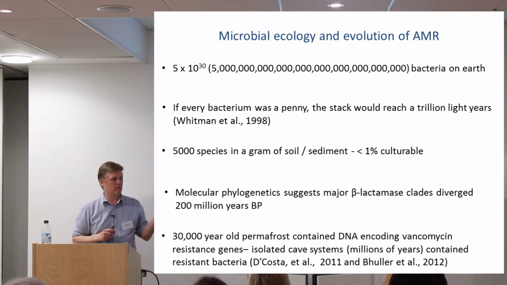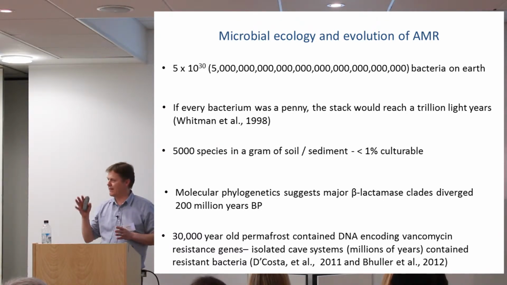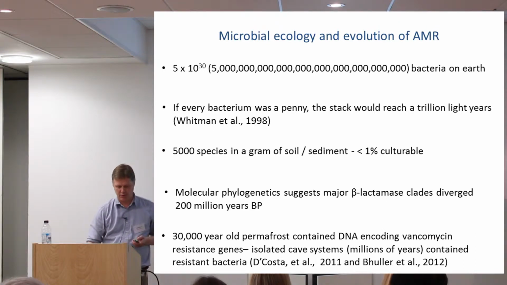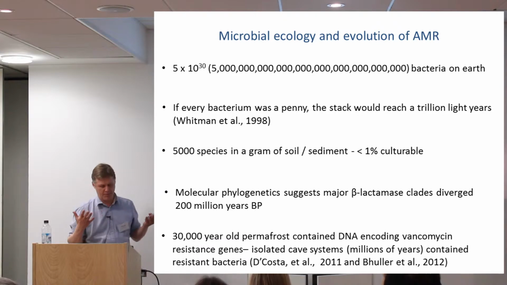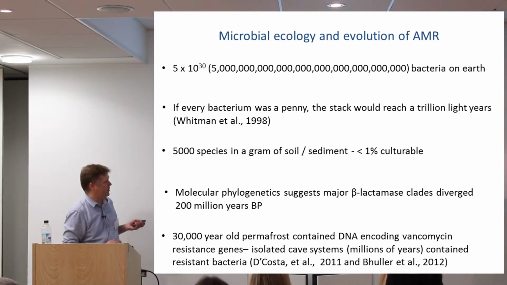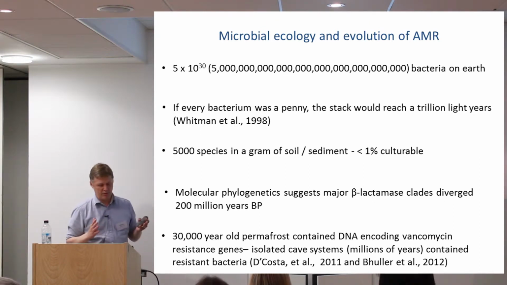There's a billion bacteria in 1 gram of soil or 1 gram of feces. And they're all exchanging genetic material, as Jodie's shown very elegantly recently, on a very rapid basis. So 5,000 species in a gram of soil, and we can only culture less than 1% or 0.1%. Again, we know from molecular phylogenetics that some of the major beta-lactamase clades diverged 200 million years ago.